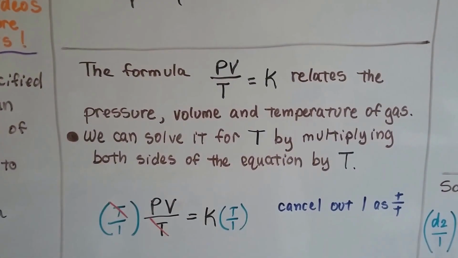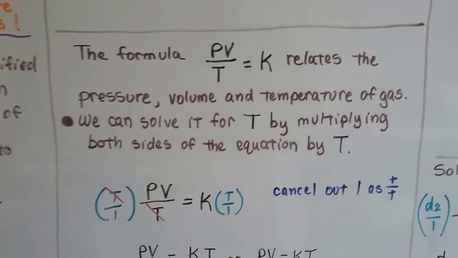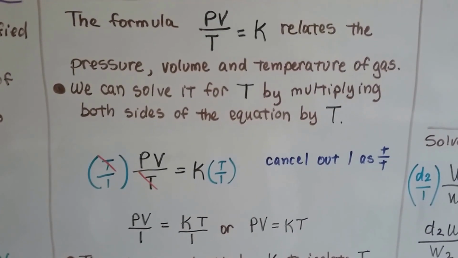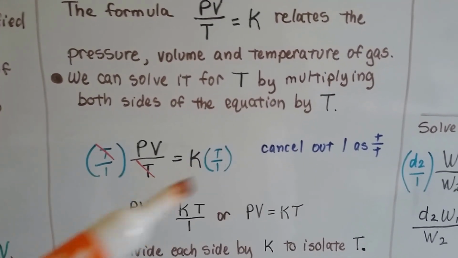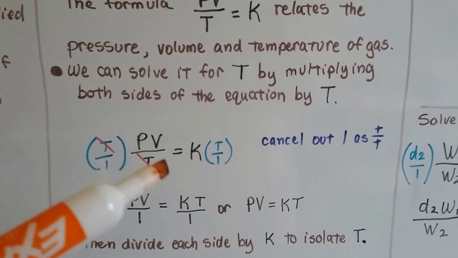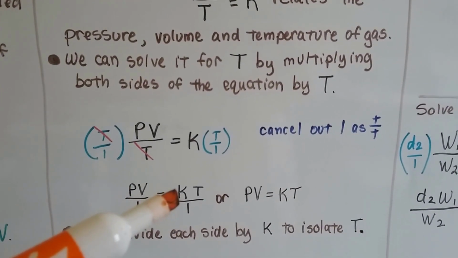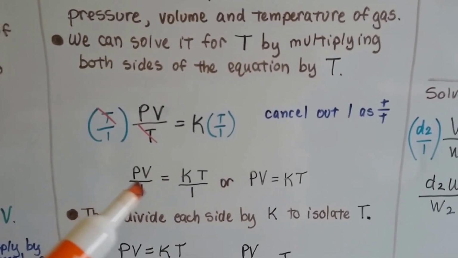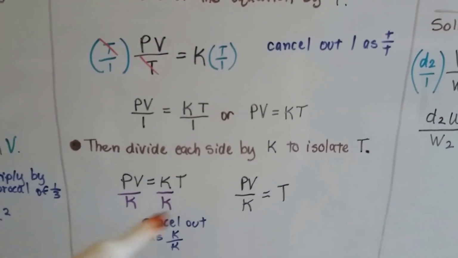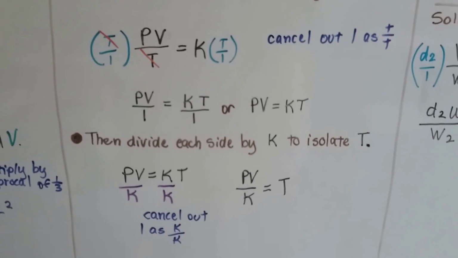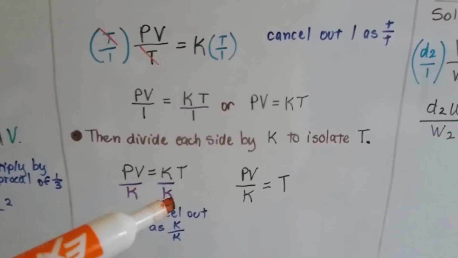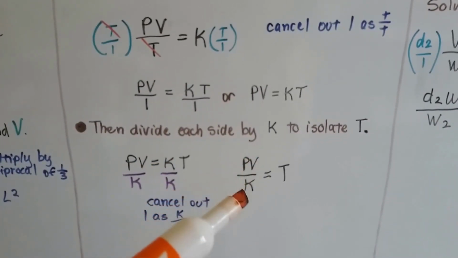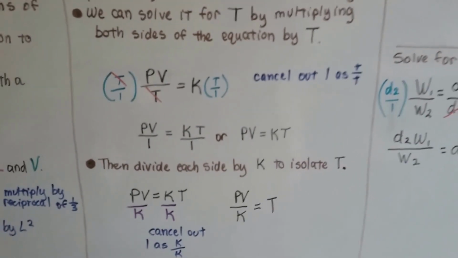Look at this formula. PV over T equals K, and this relates to pressure, volume, and temperature of gas. And we can solve it for T by multiplying both sides of the equation by T. This cancels out as a T over a T as a 1, and we have PV equals KT. Now, that is the same thing as this, isn't it? Because it's just over 1s. We can divide each side by K to isolate the T, and it'll be solved for T. We divide this side by K and this side by K. That creates a 1. We cancel it out, and we're left with PV over K equals T. See? It was solved for the T.